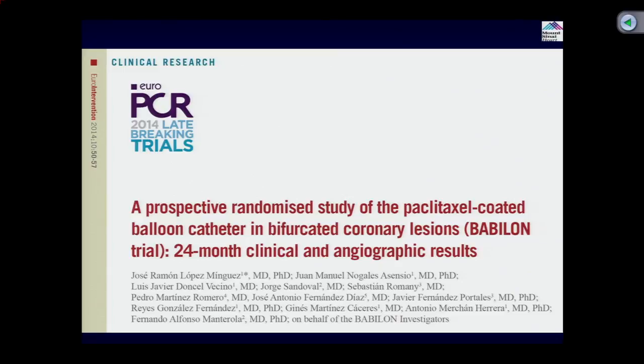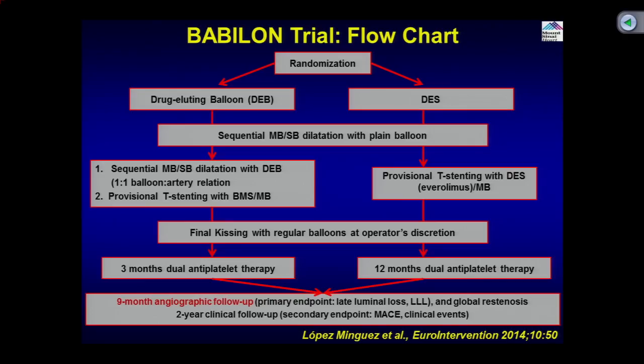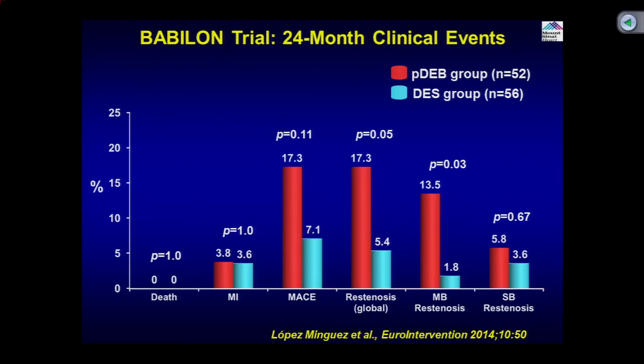Clinical trials of the drug-coated balloon in the coronaries are not being done in the United States, but it's available outside. Very expensive device. The question is, can we compare this paclitaxel-coated balloon with the DES? This is the BABILON study, presented with a small number of patients, about 100, but it clearly showed the paclitaxel drug-eluting balloon is inferior to the drug-eluting stent.